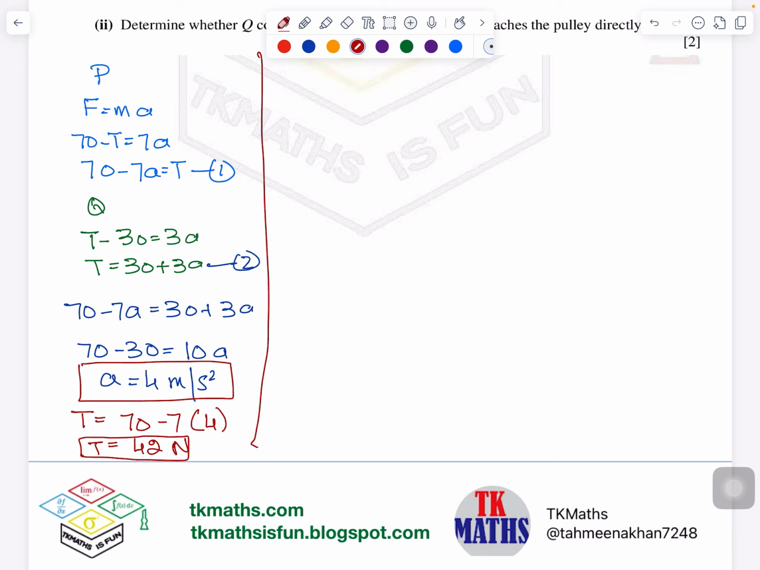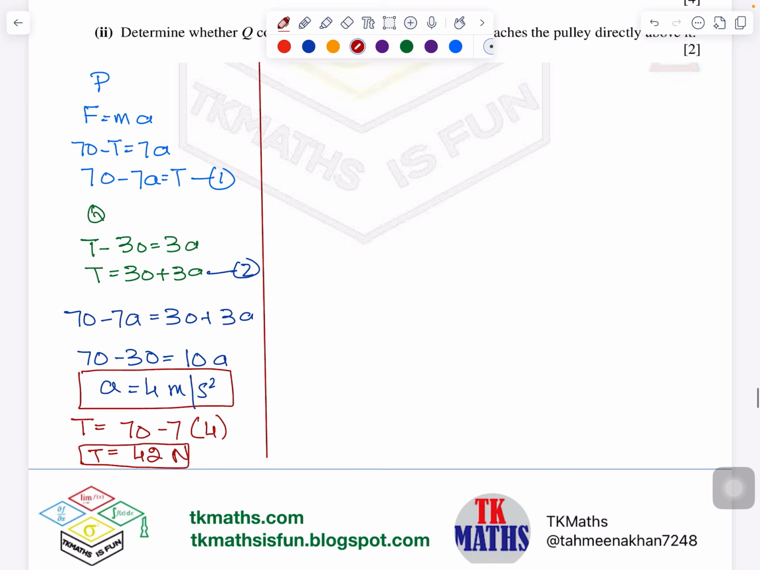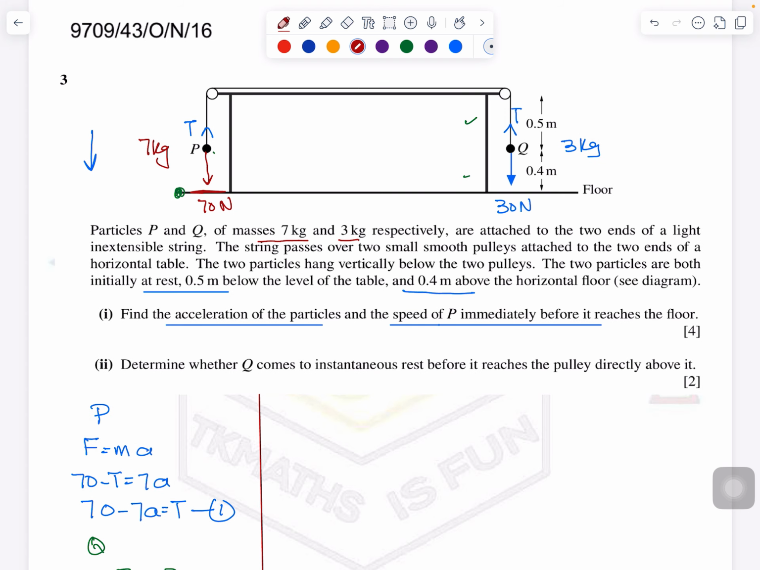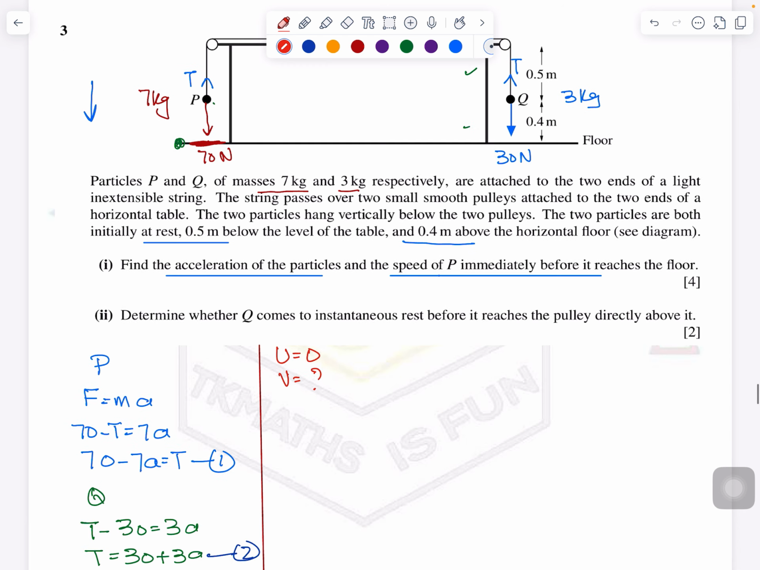Now let's see the question. Part 1 is asking the speed of P immediately before it reaches the floor. So when particle P comes to the ground, what will be the speed at that time? So let's use a SUVAT equation. And what information do we have right now? Initially they were at rest, so U is equal to 0. The distance covered is equal to 0.4, right? And the acceleration we have just calculated is 4.